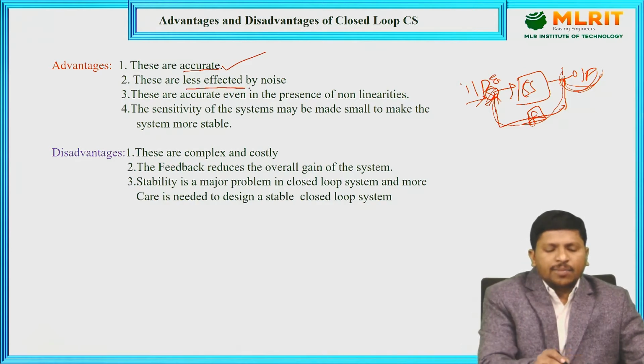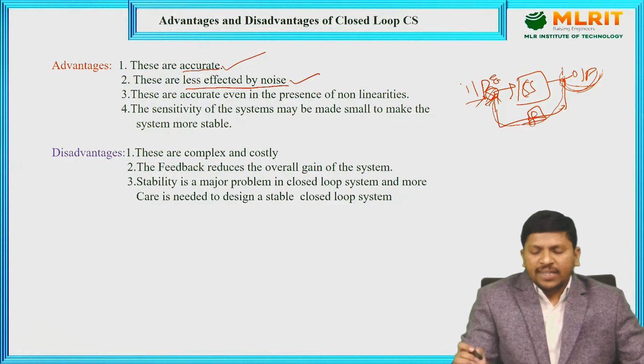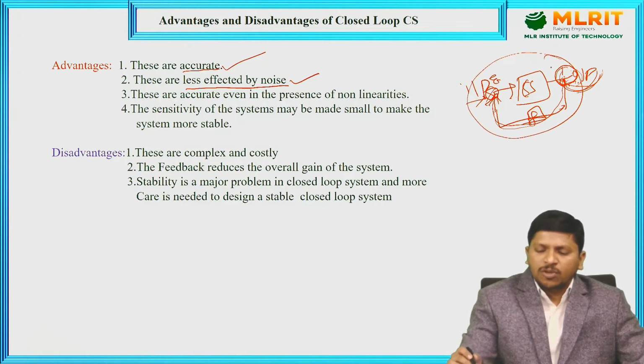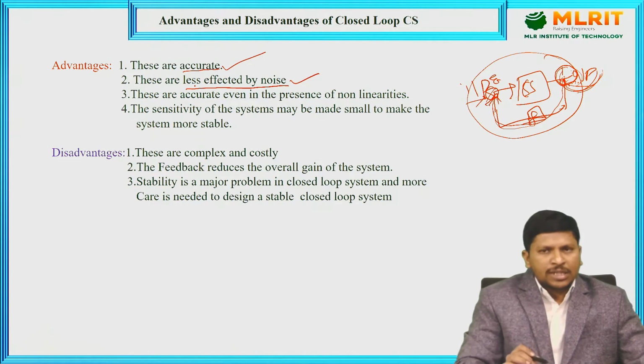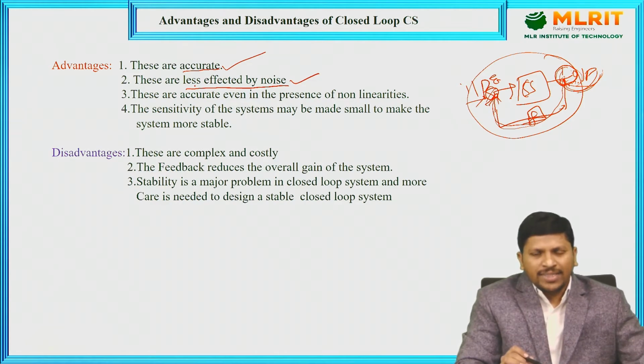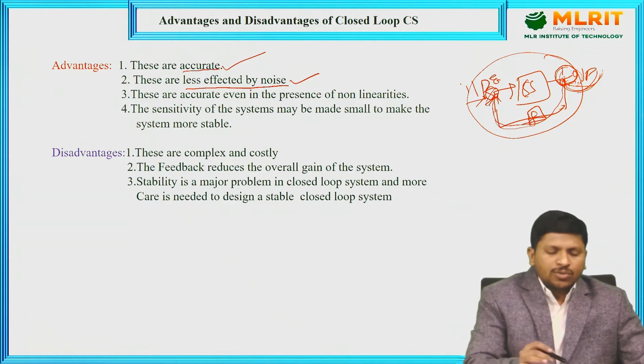Less affected by noise means that if any noise or error is there in the output, that noise or error is automatically rectified by the closed loop control system. So that's why closed loop control systems are less affected by noise, and they produce accurate output. These two are the advantages.